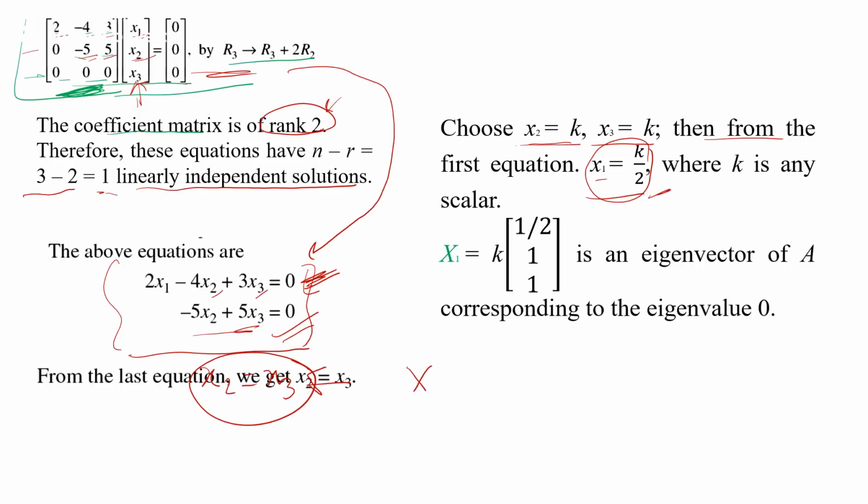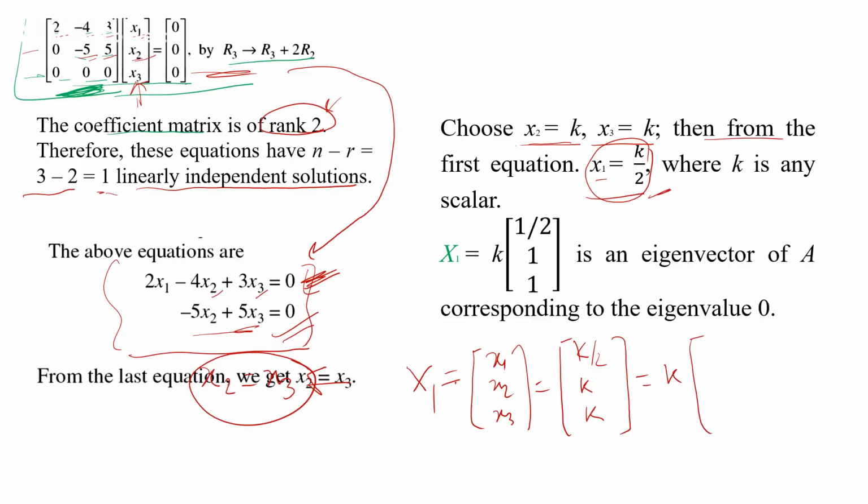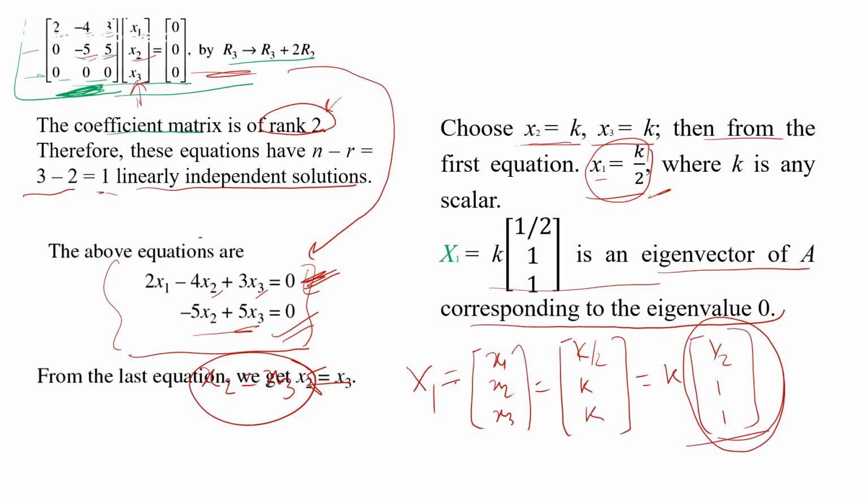So the vector which we take, that is x1, x2, x3, here we take k by 2, k and k. If we take k as common, we get 1 by 2, 1, 1. So this is an eigenvector. We can say this is an eigenvector of A corresponding to the eigenvalue 0.